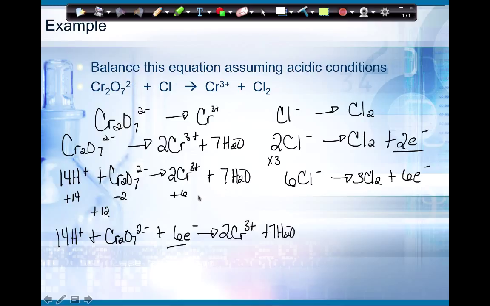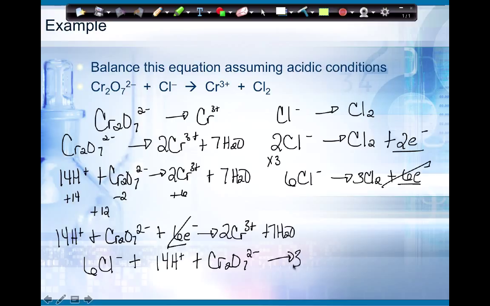Okay, so now we're going to put everything together, and then hopefully at the end the charges should be equal and we're good to go. All right, so now I'm going to put my reactants together. So 6 Cl minus plus 14 of this plus Cr2O7, and of course if anything else canceled you would take that out as well. My electrons will cancel. So now let's look at our product side. I've got 3 of these, 2 of those. I'm just putting everything together, and then 7 waters.